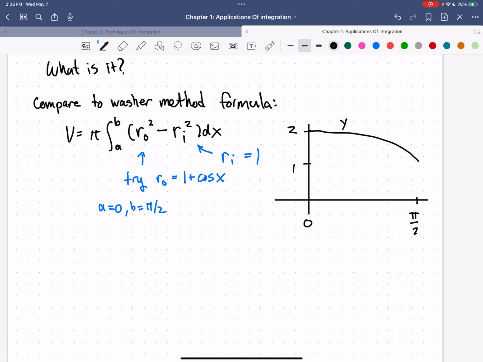So here, this is y is equal to 1 plus cos x. And then we've also got here the line y is equal to 1. Then that's our inner radius if we're revolving around the x-axis. And then the outer radius is that 1 plus cos x.